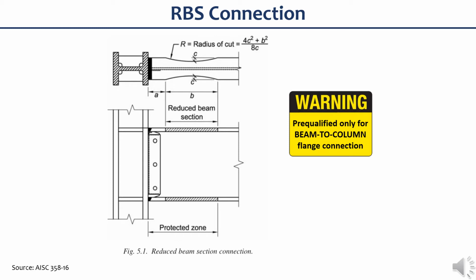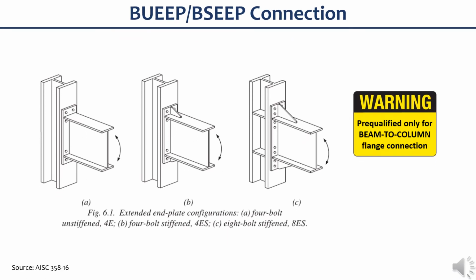Please note that RBS is only pre-qualified for beams that are connected to the column flange and not to the column web. This one is a bolted extended end plate connection, and you have the option to use the unstiffened for lower moment demand and stiffened for higher moment demand. Please note that these are pre-qualified for beams that are connected to the column flange and not to the column web.